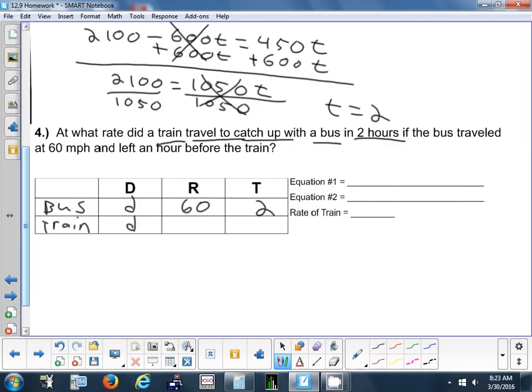Wait, wouldn't the 2 be on the train because the train traveled 2 hours? Well, I don't think it said the train traveled 2 hours. It said, at what rate did a train travel to catch up? I hate the way this is worded. What rate did the train travel? I think you want the 2 under train. I think you're right, Rose. The train traveled 2 hours to catch up with a bus. Okay?